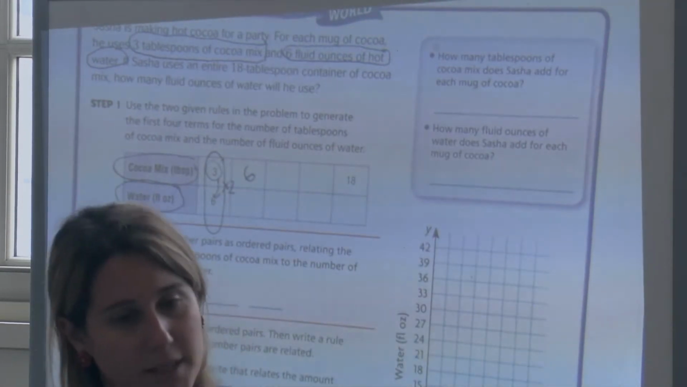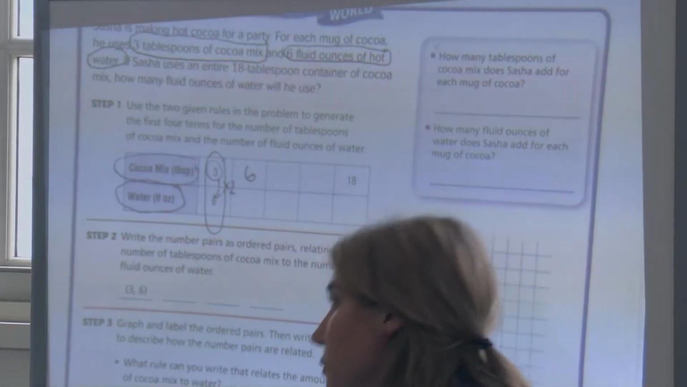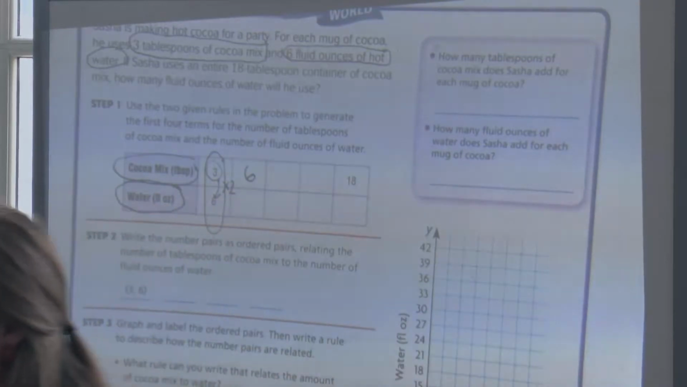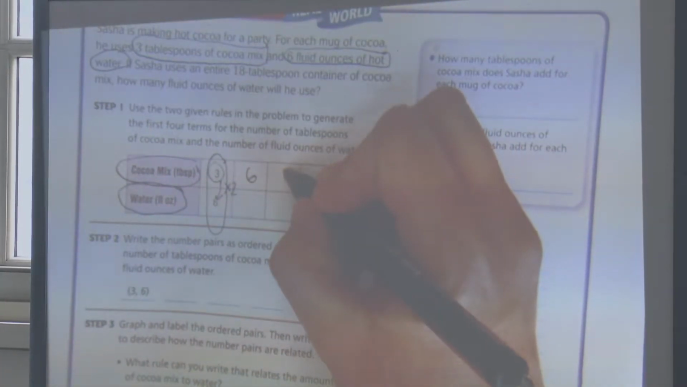Because picture it, 3 tablespoons for 1 batch, 3 tablespoons for another batch. Let's keep going. 3 batches.